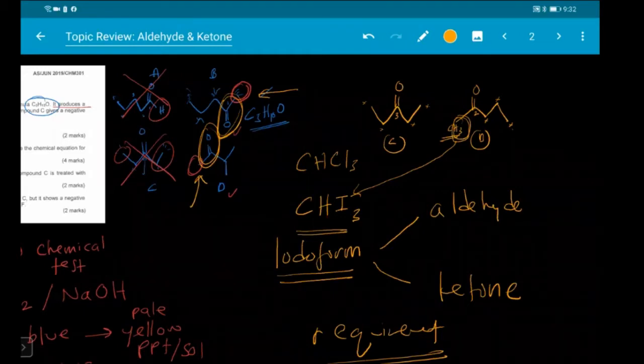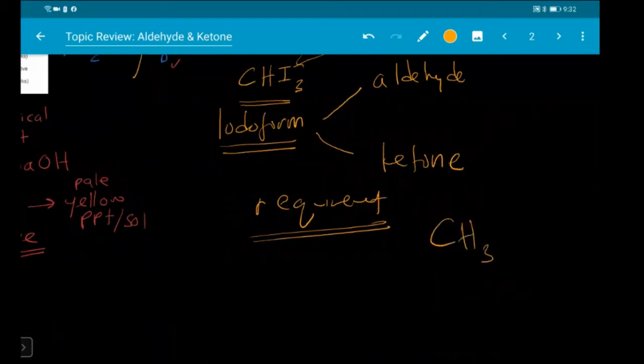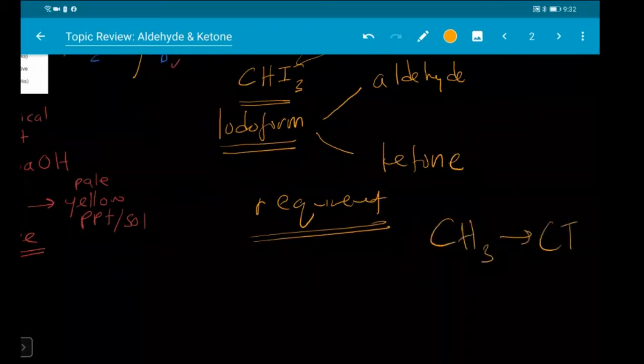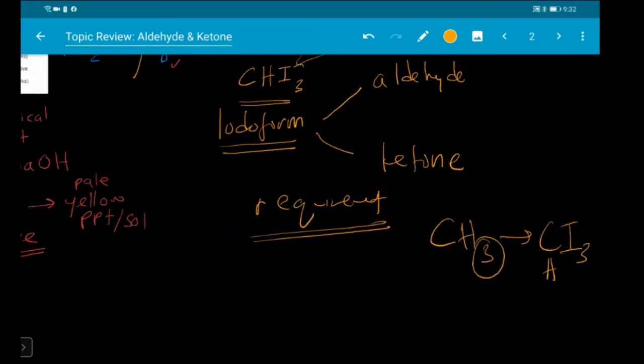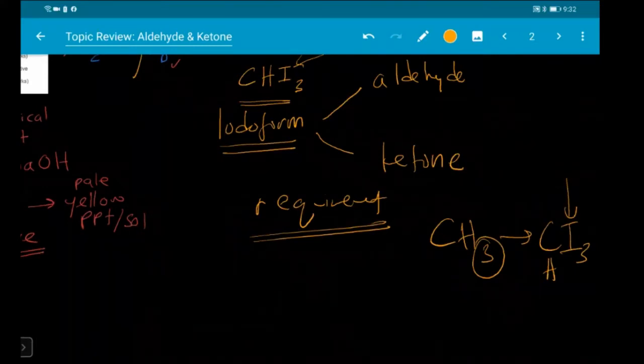Betul lah, bromoform. So, in order to form iodoform, that's why we need to have the CH3 tu. Because CH3 ni dia akan jadi CI3. Okay, campur H. So, yang penting, that's why we need to have the 3 hydrogen change to 3 iodine. So, dia akan jadi iodoform.